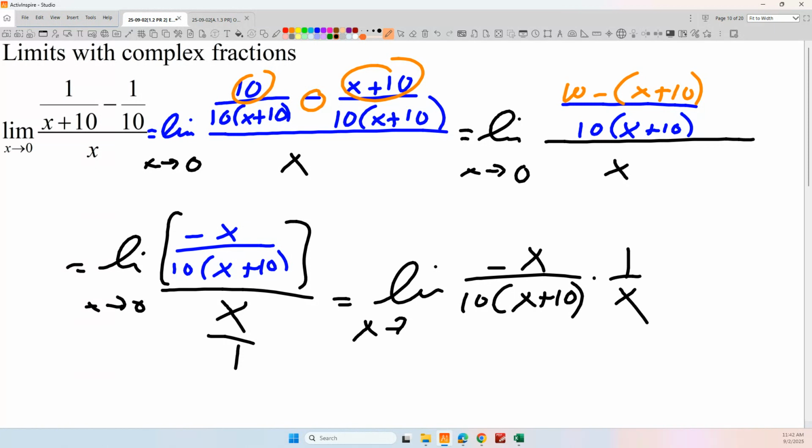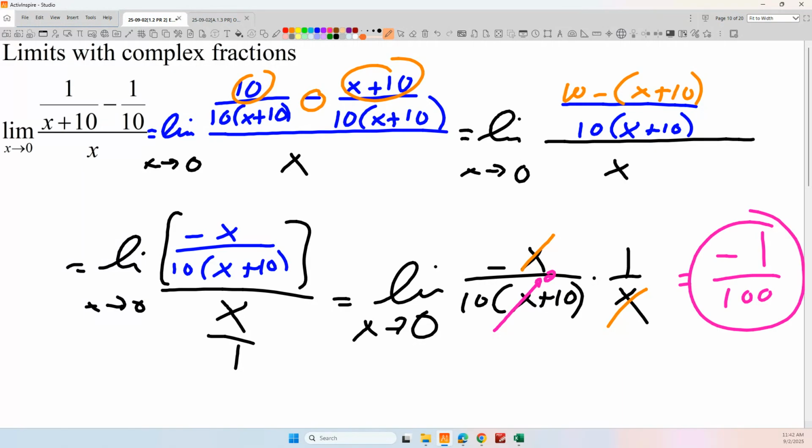Hey, look what happens. Just what you predicted. What cancels? The x's. What do you know? Look at that. The x's cancel, and now I can evaluate this. As x goes to 0, look what happens. This guy, here's a good way to show that, arrow 0. That goes to 0. What am I left with? Well, negative 1 on the top. On the bottom, I've got 10 times the quantity 0 plus 10. So I get negative 1/100.